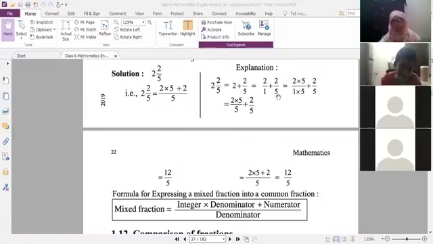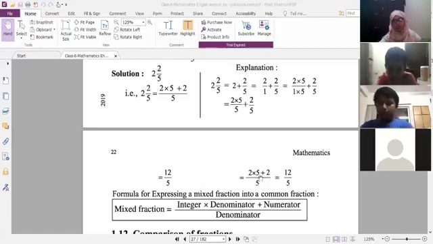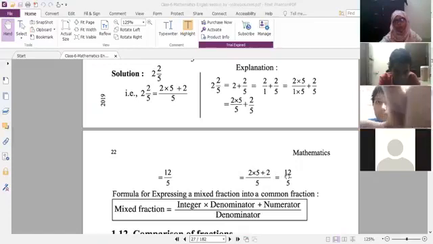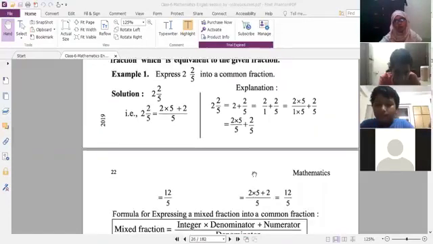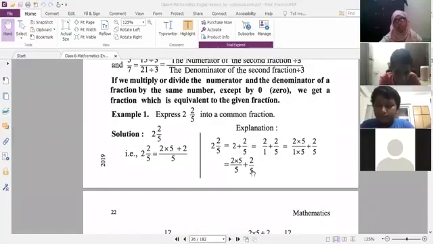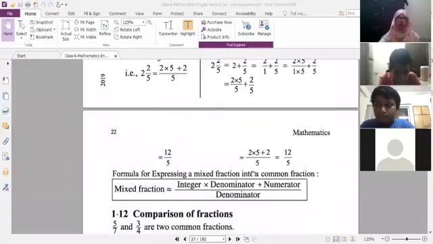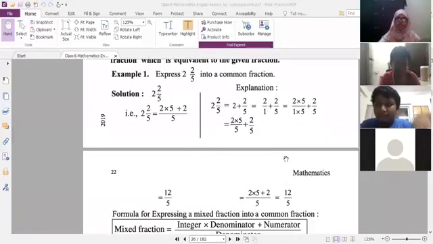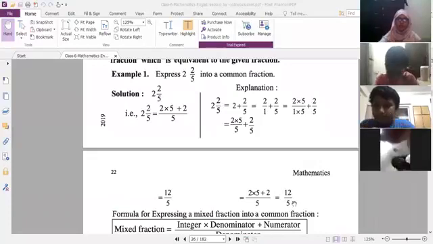Again, LCM is divided by this denominator. Our LCM is 5 and denominator is 5. LCM divided by this denominator is 5 by 5 is equal to 1. Now, multiply this numerator by this quotient, we get 2 into 1 is equal to 2. So ultimately we get 2 into 5 is equal to 10 plus 2 is equal to 12 by 5. So our mixed fraction is converted to a common fraction. So you can get 2 and 2 by 5 is equal to 12 by 5.